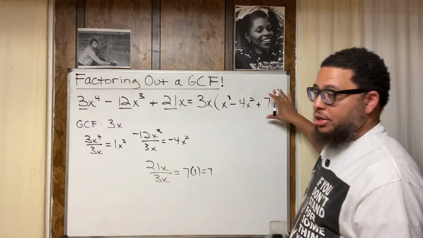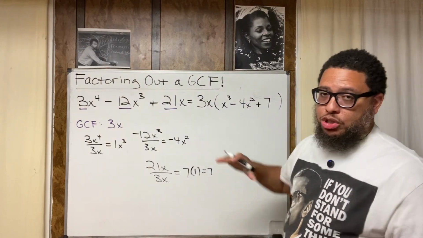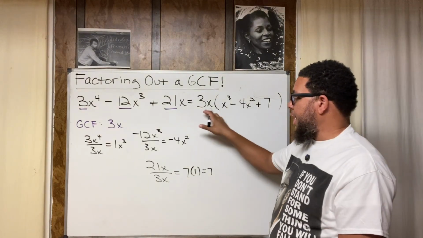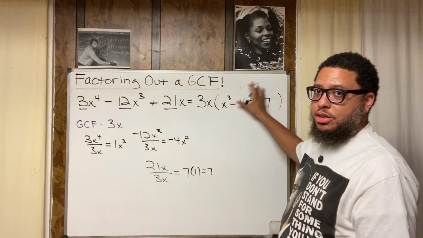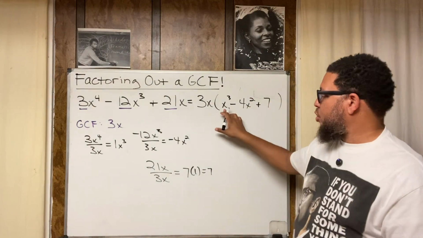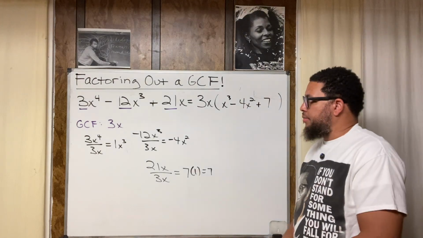This is our final answer. 3x times, make sure you know how to say it out loud, 3x times the quantity of, in the parentheses, x cubed minus 4x squared plus 7. That's the factored form of that.